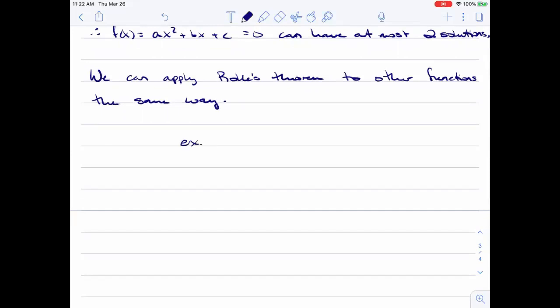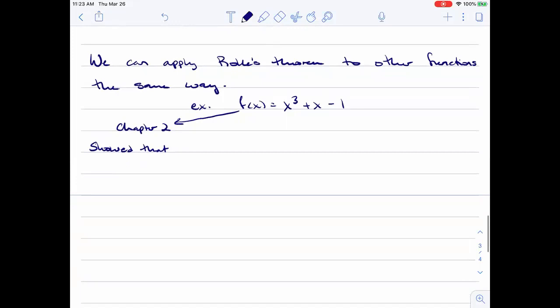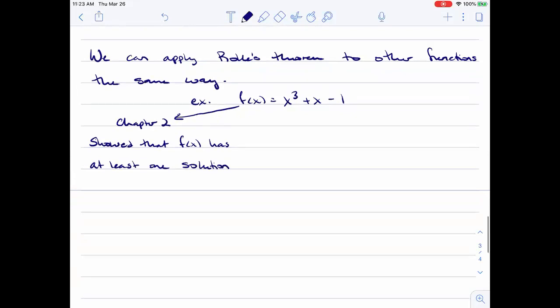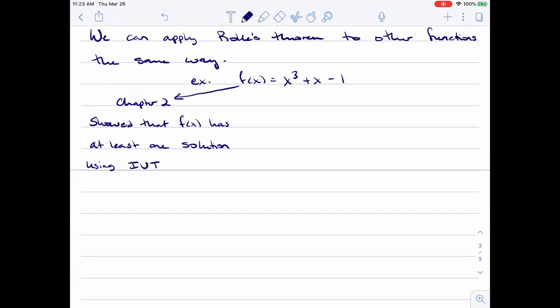As just an example, and just for space issues, I'm going to bump that up here. If we've got f of x equals something like x to the 3 plus x minus 1, remember from, I think it was test 2, but also in chapter 2, we used the intermediate value theorem. And so here, in chapter 2, we showed that f of x has at least one solution, using the intermediate value theorem.